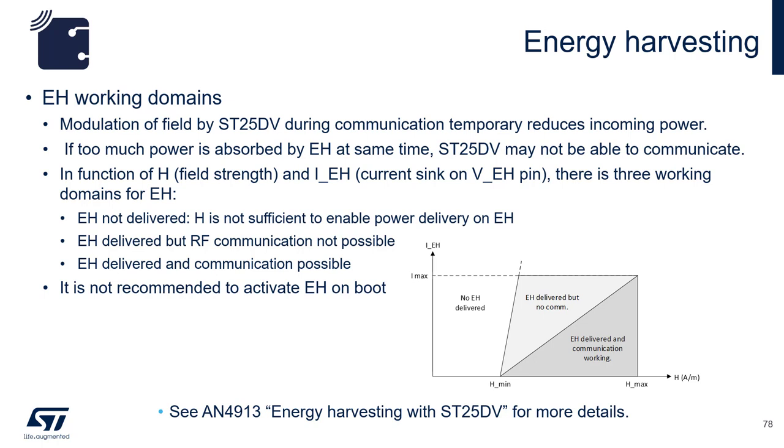So there are three possible scenarios of energy harvesting operation. First, EH is not delivered simply because the magnetic field generated by the reader is not strong enough, or the tag antenna is too small. The second scenario is that EH is delivered, but RF communication is not possible. This is the result of an overdrawn condition at the pin. And the third scenario is that EH is delivered and communication is possible.